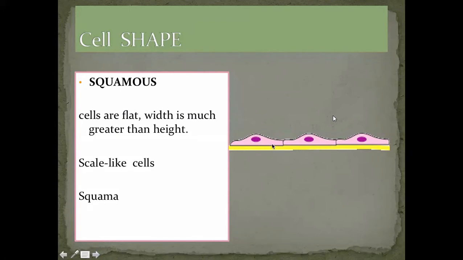The width is much greater than the height. Kasi flat na siya. The width is greater than the height. So they are scale-like cells, or they're called squama. Kaya tinawag squamous. Squama meaning scale-like cells.